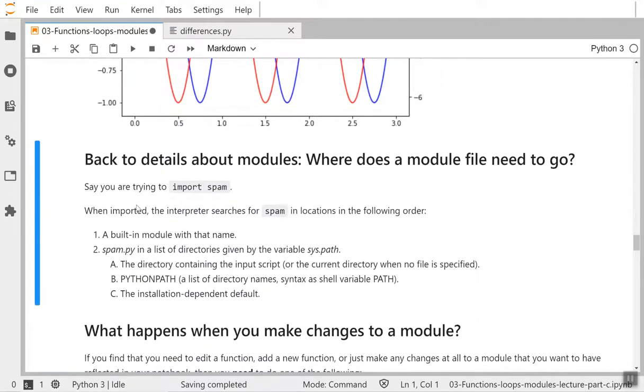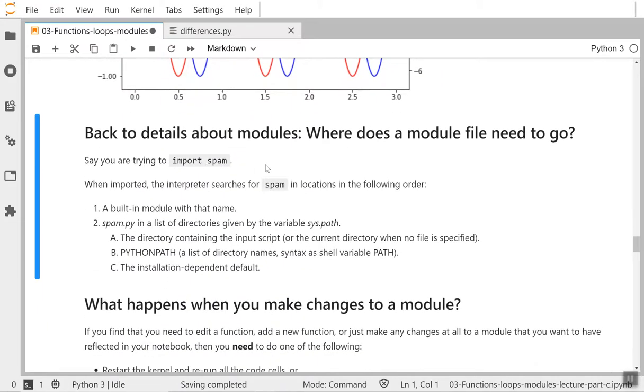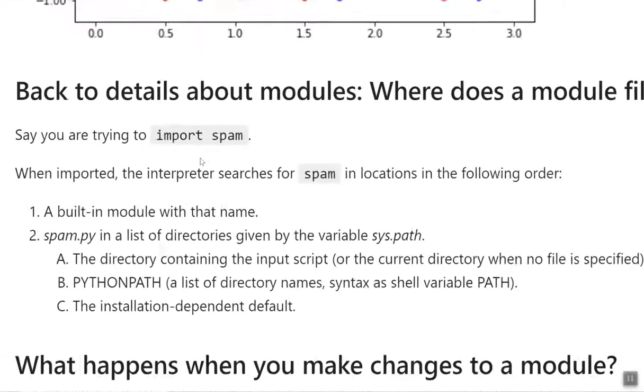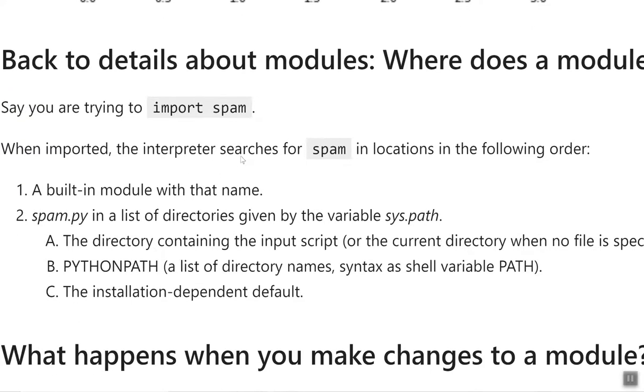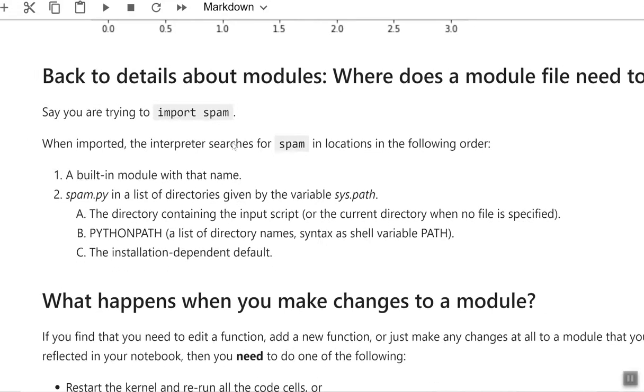So then let's finish up this lecture notebook talking about modules. Where does the module file need to go? Say you were trying to import a module called spam. You want to import spam. When imported, the interpreter that's trying to import things for the file or the Jupyter Notebook searches for that spam module in locations in the following order.